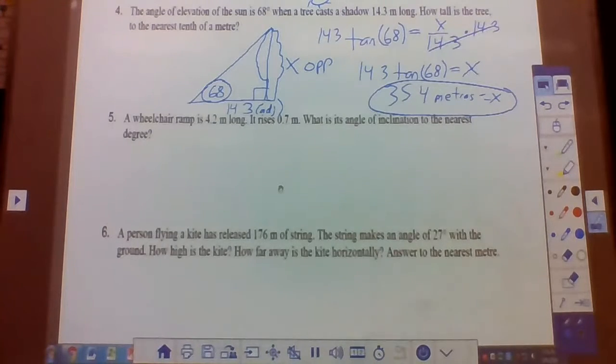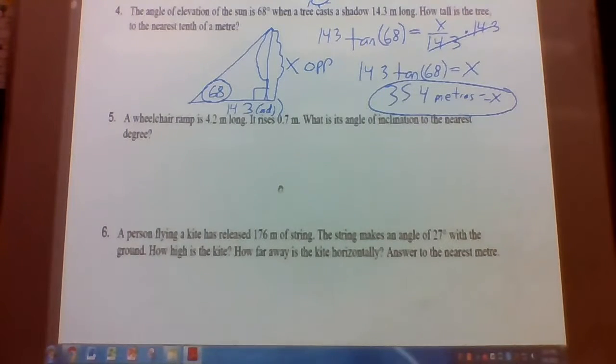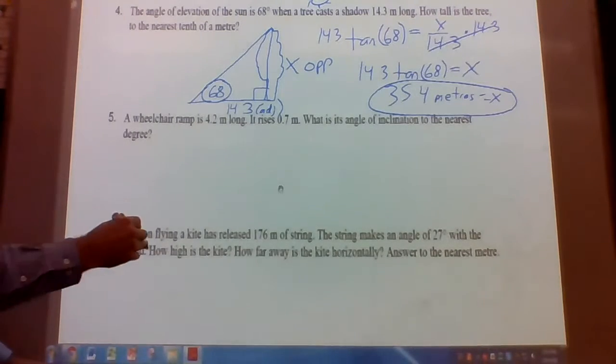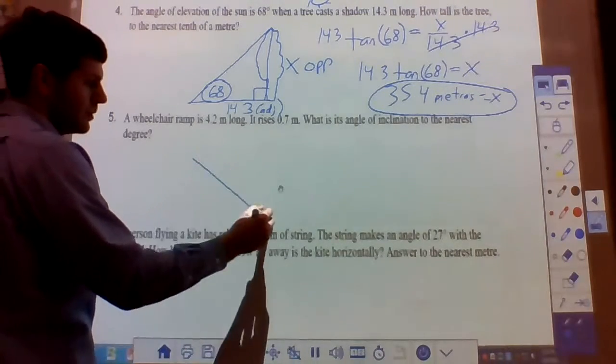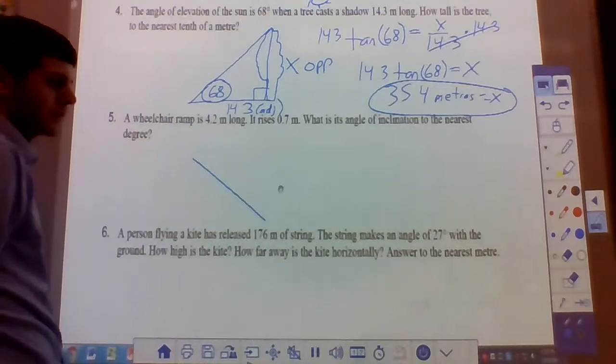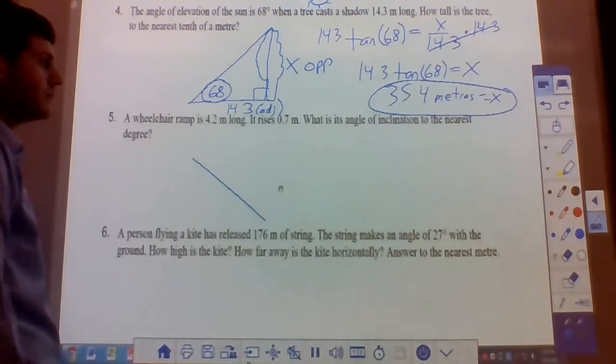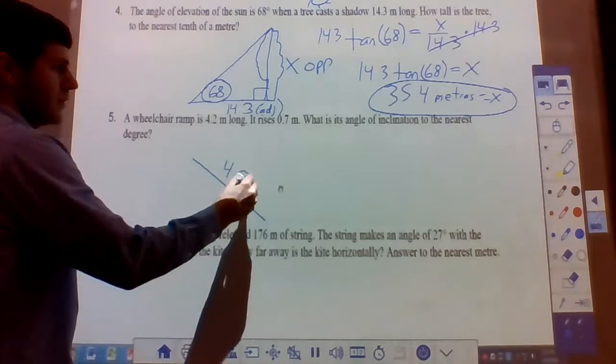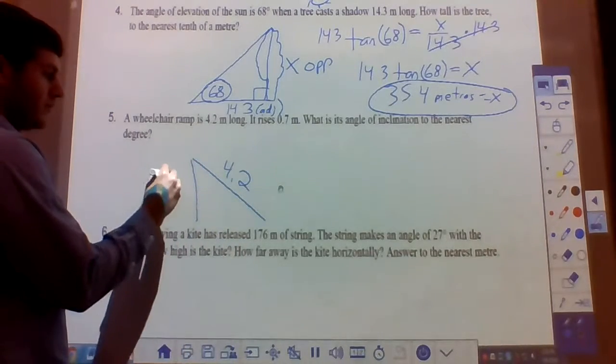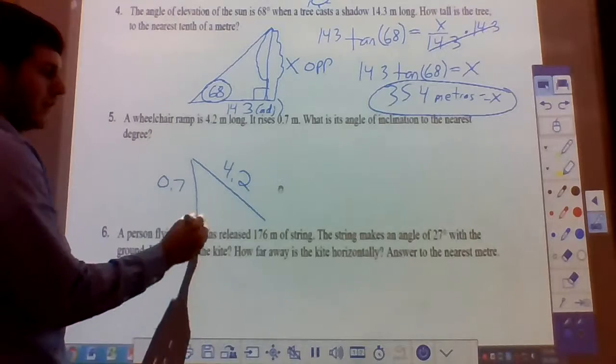A wheelchair ramp is 4.2 meters long. It rises 0.7 meters. What is the angle of inclination to the nearest degree? So angle of inclination, that's like the incline. So again, that one, like elevation, is the one that's going up. Angle of inclination. So we have a wheelchair ramp. So a ramp is an incline, right? So that's going to be our hypotenuse. Right? It's 4.2 meters long. It rises 0.7 meters. What is the angle of inclination?